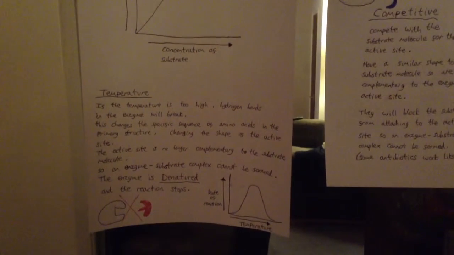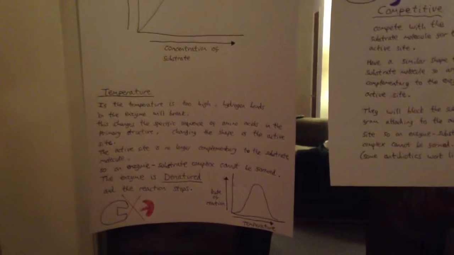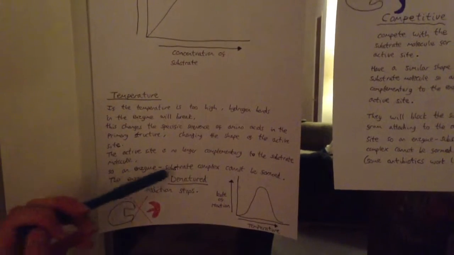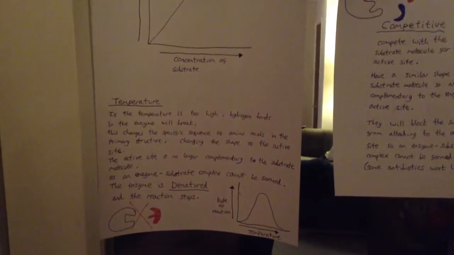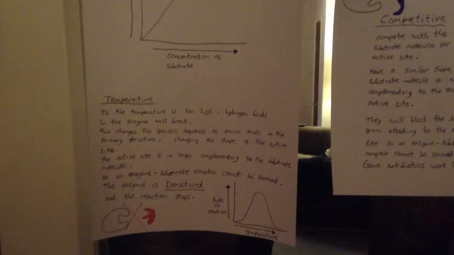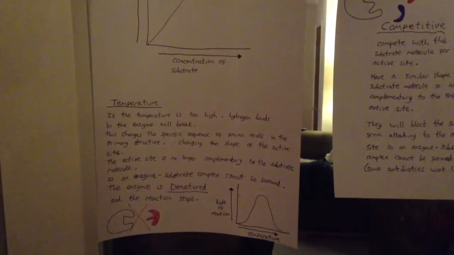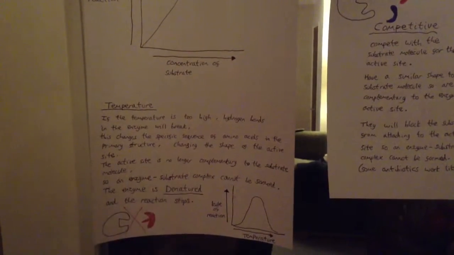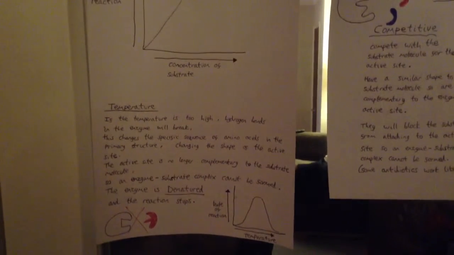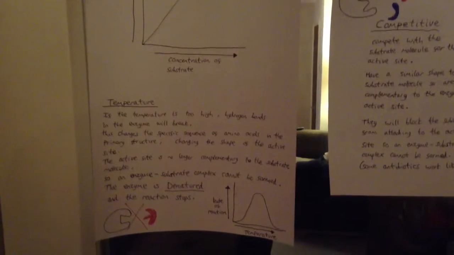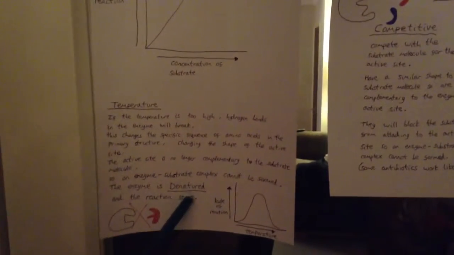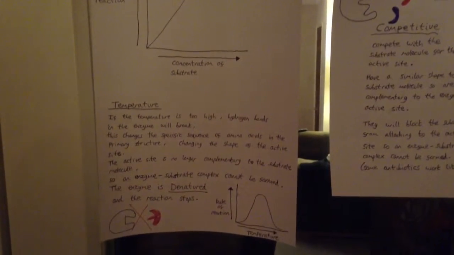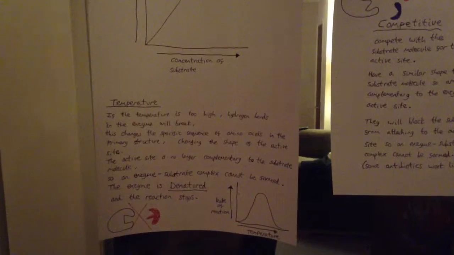So if the temperature is too high, the active site will change shape and won't be complementary to the substrate molecule. So an enzyme-substrate complex cannot be formed, meaning you can't hydrolyze the substrate and you can't form the product. So the enzyme is denatured. That is another key term you need to know. The enzyme isn't dead. You don't say dead. You say the enzyme is denatured. And that's when the enzyme cannot work anymore because the active site has changed shape and it's no longer complementary.